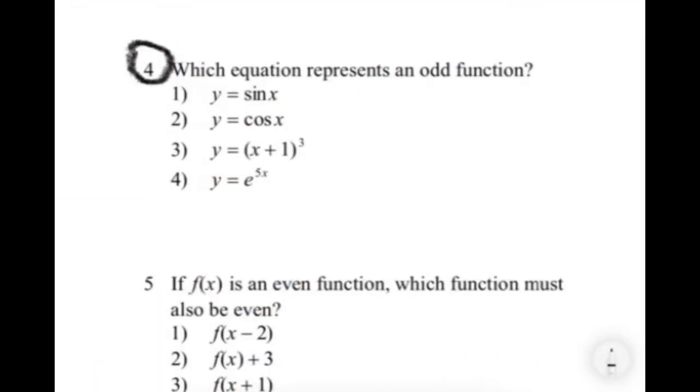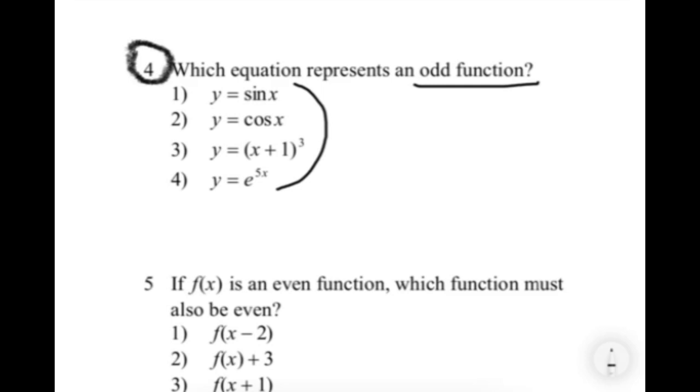For the Regents examples, me and my group, we chose two Regents questions, and the first one is number 4, and it says which equation represents an odd function. So the first thing that we want to know is what makes an odd function an odd function. So as my past group members explained, an odd function is when the graph is unchanged when rotated 180 degrees about the origin. So we want to graph all of these on our calculator, and we are going to see which one is unchanged 180 degrees about the origin.